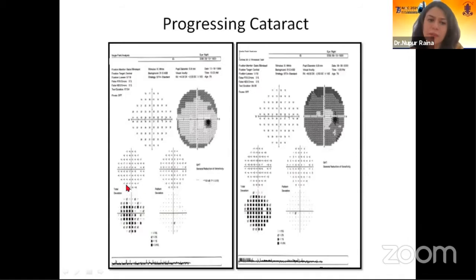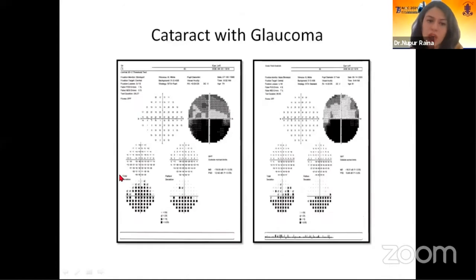Here there is a bad total deviation plot which has progressed with time, but the pattern deviation plot remains normal. And the patient is 79 years old. So this is probably because of a progressing cataract. In this image, the patient underwent cataract surgery and there was an improvement in the total deviation plot with no change in the pattern deviation plot, which probably was because he had a coexisting glaucoma along with the cataract.